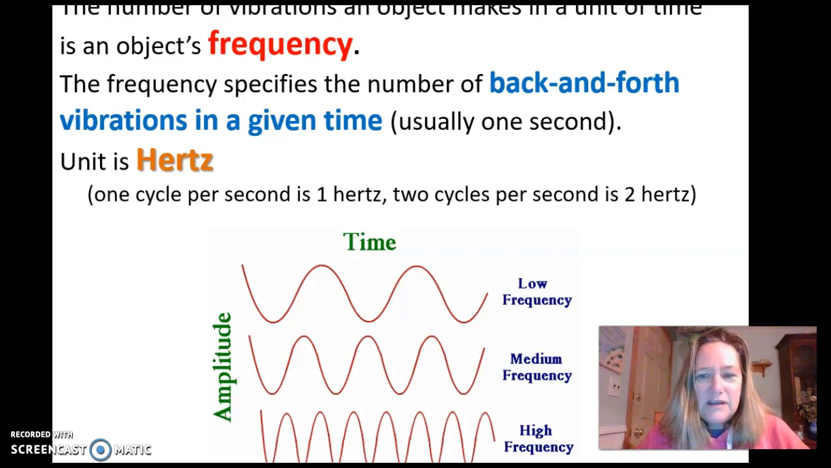You can see down the bottom in the picture, you have the highest frequency. Those are the really smushed together ones. So there's a lot in one space, and that would be a high frequency. Medium is in the middle, and low is really spread out. So there's not that many wavelengths that will pass by.